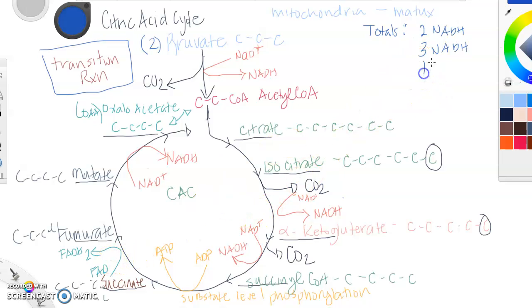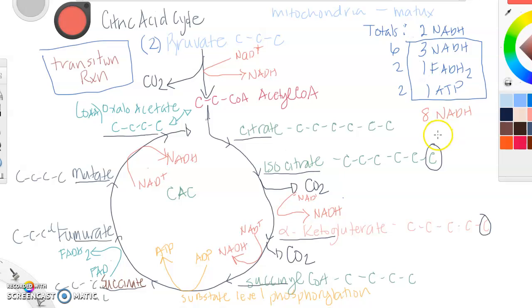Okay, and then if you count up through the citric acid cycle, we have 1, 2, 3 NADHs, 1 FADH2, and 1 ATP. And guess what? There's 2 acetyl-CoAs, so it's really 6, 2, and 2. So the grand total of stuff that we get out of the citric acid cycle once pyruvate goes into the mitochondria is 8 NADHs, 2 FADH2, and 2 ATP. So that's the grand total of stuff we're going to get from the citric acid cycle. That doesn't seem like a lot. We got 2 ATP. Ooh, big deal.